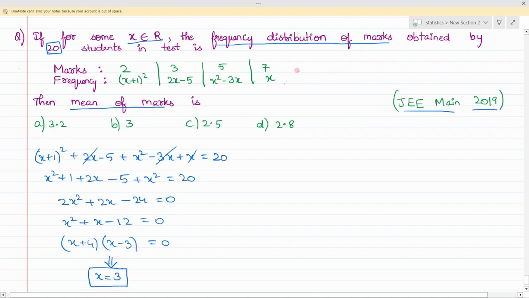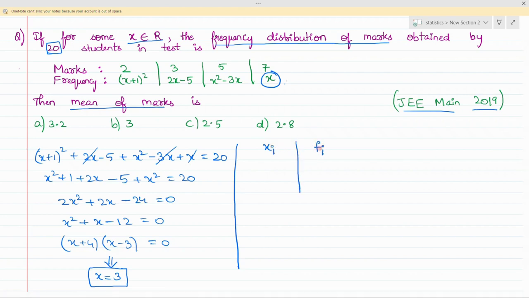Why can't x be negative? Here if you observe in the table, the frequency is x. So frequency can't be negative, so the value of x will be 3. Now again let's make the table over here. xi is nothing but marks, fi is nothing but frequency. So the values will be 2, 3, 5 and 7. What will be the frequency values? That is 3 plus 1, 4 square 16. 3 2s are 6, minus 5 is 1, 3 square 9 minus 9 is 0, and 3.